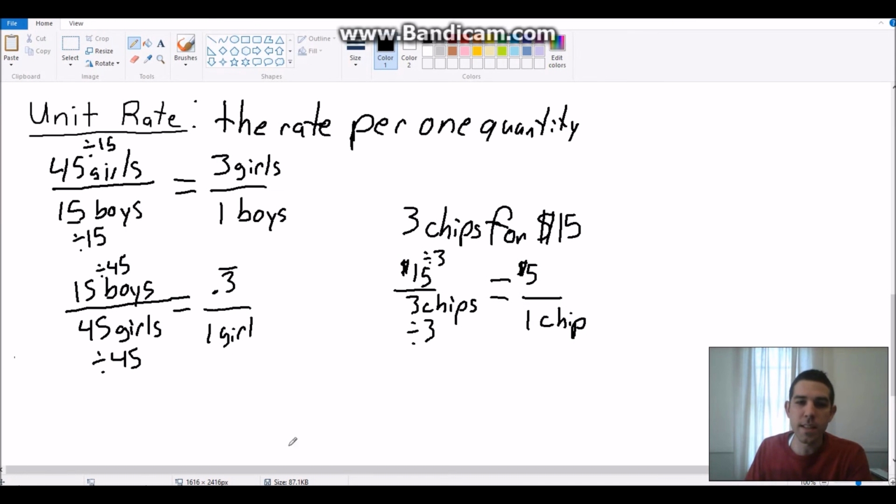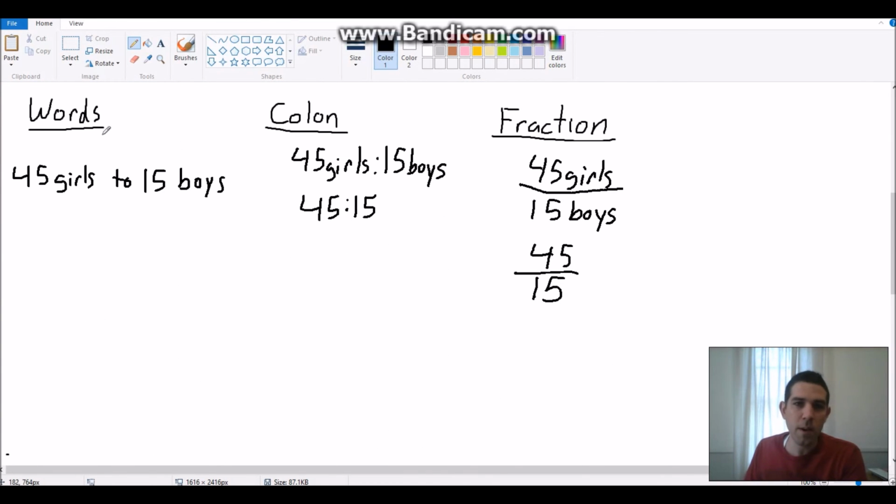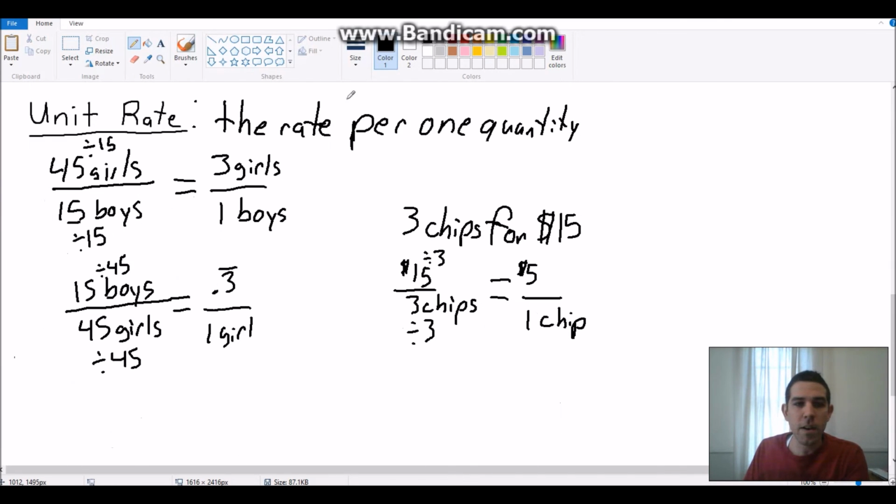And we're going to use this skill for a couple different things, and we're going to use unit rates for different things in the class. But there's the intro. Ratios is just a comparison of two things, shown as a part to part or a part to whole. We can write it 3 different ways: words, the colon, fraction. And we're going to figure out the unit rate, the rate of a quantity per one of the other.